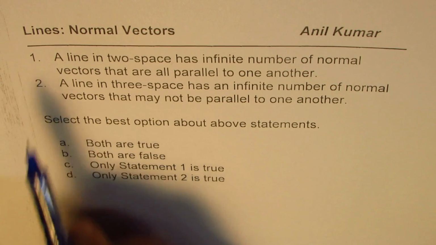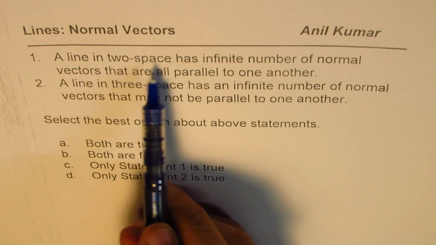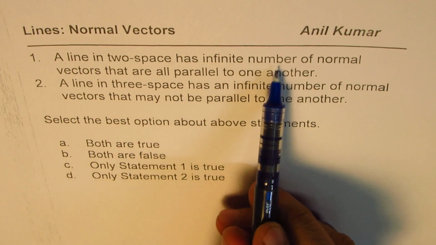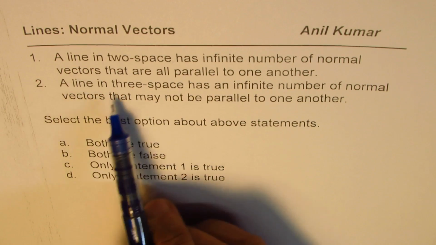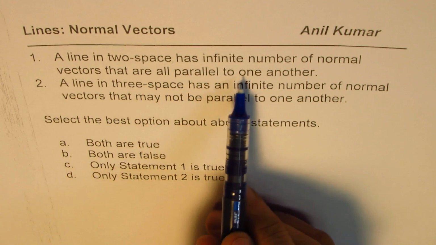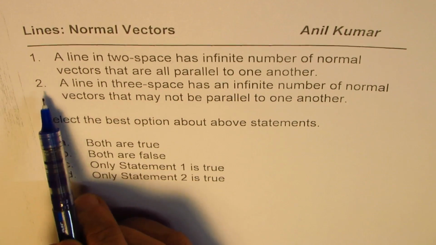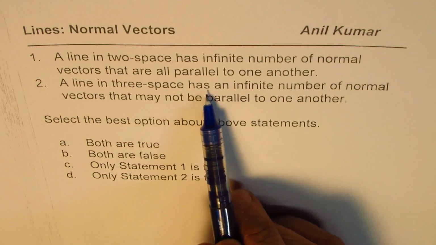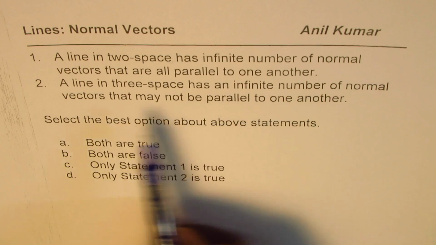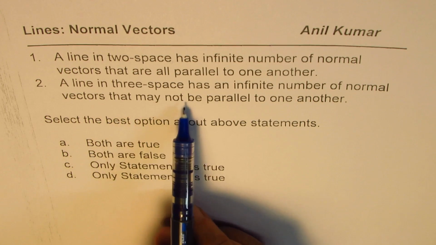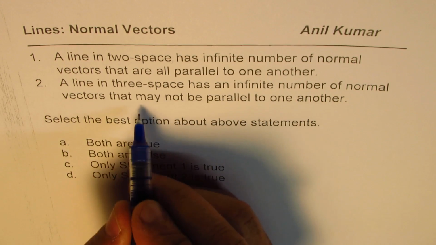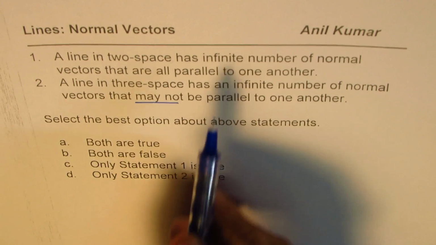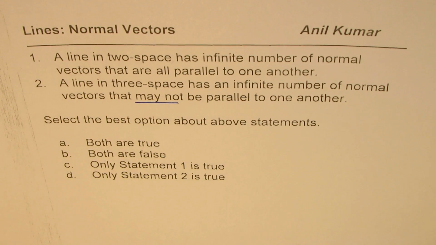Statement 1 is, a line in 2 space has infinite number of normal vectors that are all parallel to one another. Second statement is, a line in 3 space has an infinite number of normal vectors that may not be parallel to one another, right? So they may not be parallel, and these are always parallel. So these are the two statements given to you.